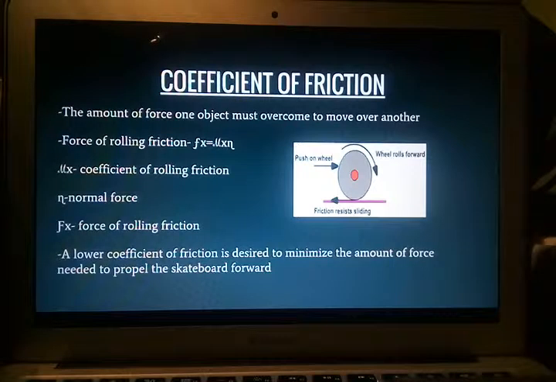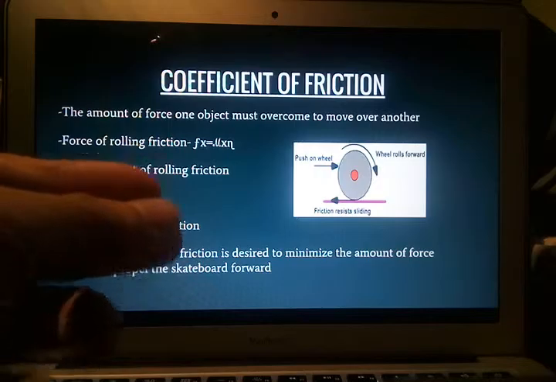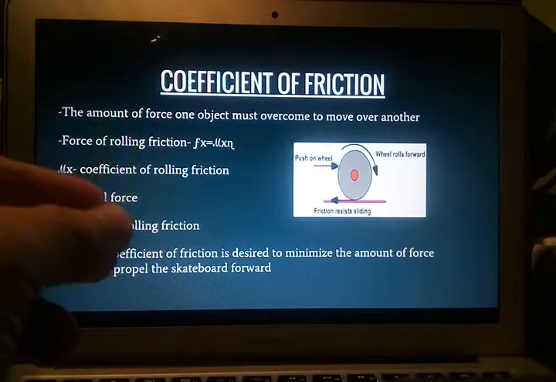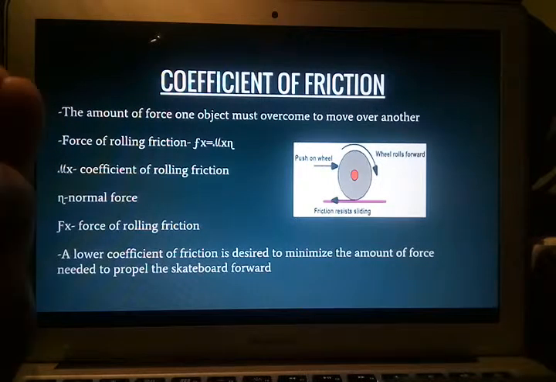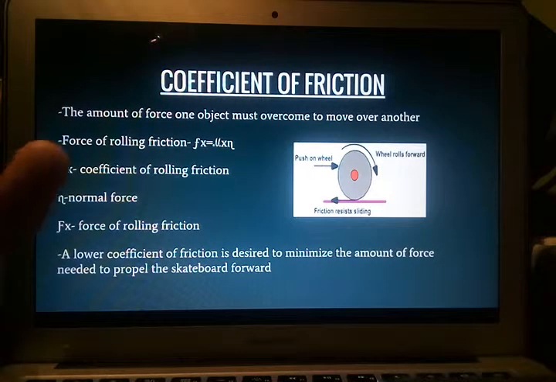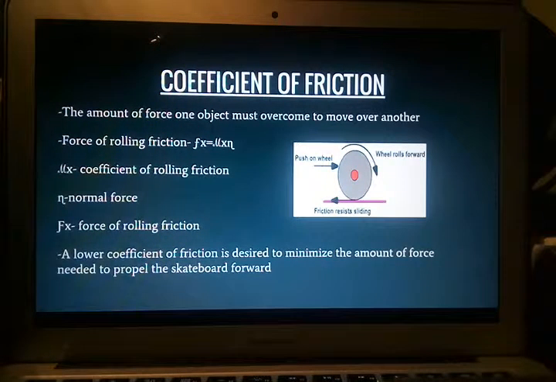And of course we also relate this to the coefficient of friction, which is the amount of force one object must overcome to move over another. The equation for the force of rolling friction is the force needed is equal to the coefficient of friction times the normal force. So if we have a normal force, we want a small coefficient of friction to minimize the outcome, in this case a smaller force needed. And typically that's what we're looking for, a small coefficient of friction.